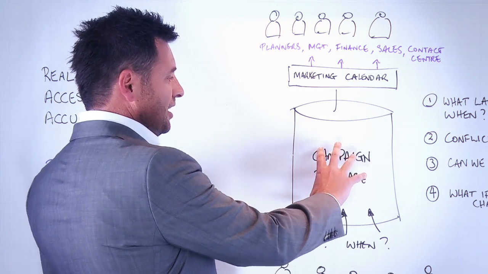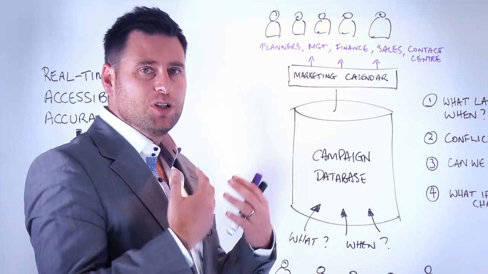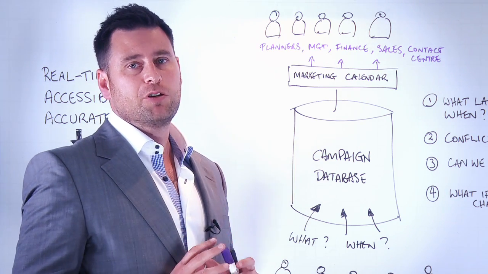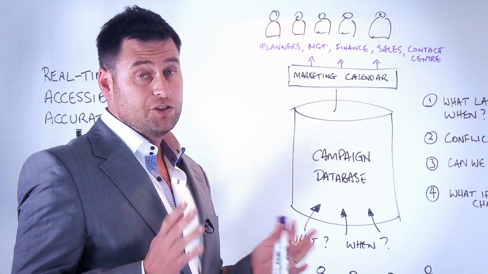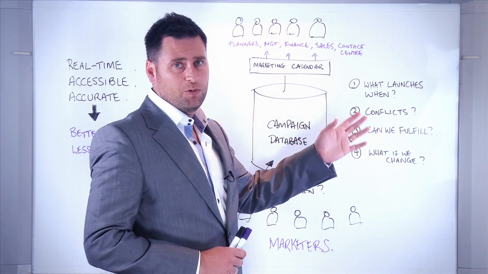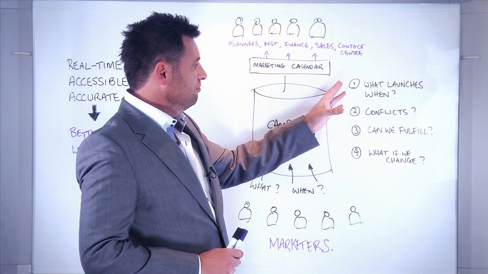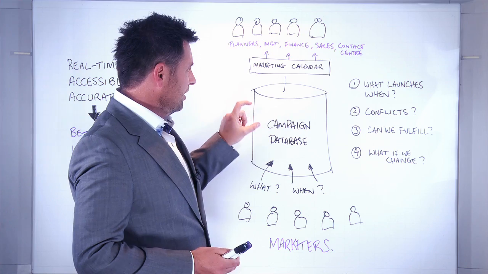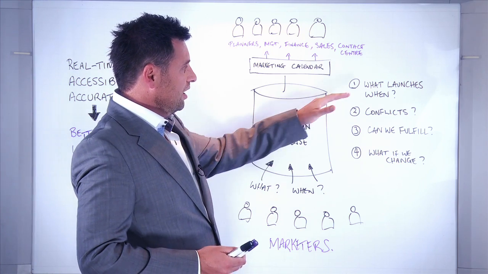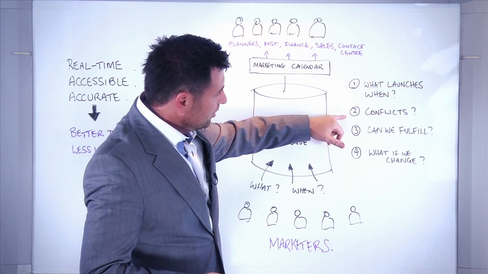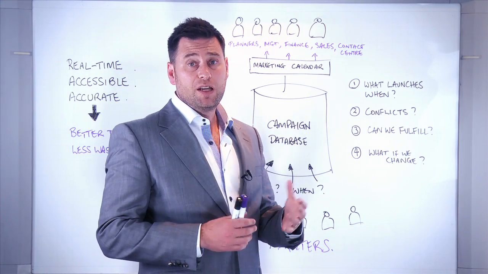Now, because it's in a database, it becomes really, really powerful now as a management tool because we can answer some really, really critical questions that are essential to running a department. Firstly, quite simply, we want to know what's launching when. Any calendar is designed to do that, but in the case of an online software system, we can see that in real time. Secondly, we want to know what are the conflicts in our launch schedule.